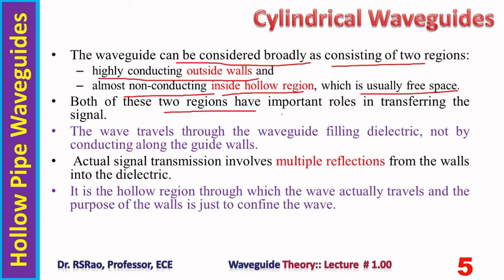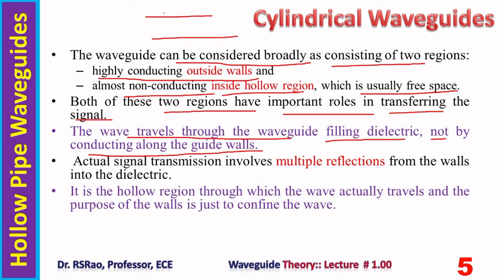Both of these two regions have important roles in transferring the signal. The wave travels through the waveguide, filling the dielectric, not by conducting along the guide walls. Let us say this is a waveguide. These are side walls. The wave actually doesn't travel straight from source to load destination. Its journey is like this. It goes at an angle, hits the wall, gets reflected, travels, reaches another wall, hits, gets reflected, and again travels to the other wall. Like this, in a zigzag path, it keeps on traveling from one end to another end.